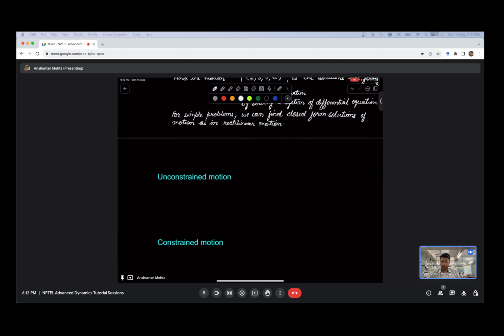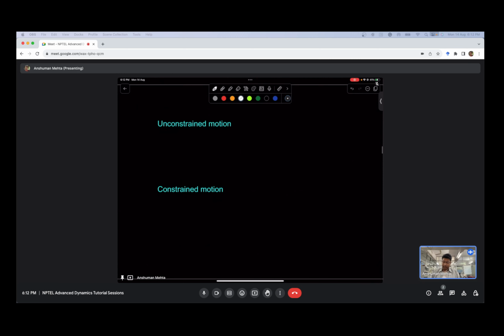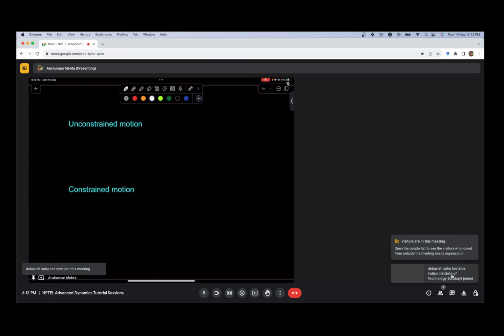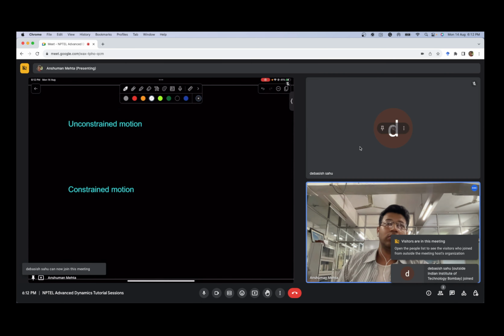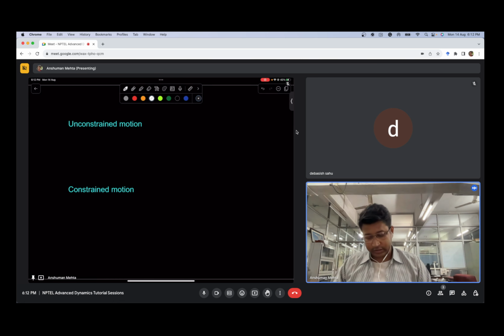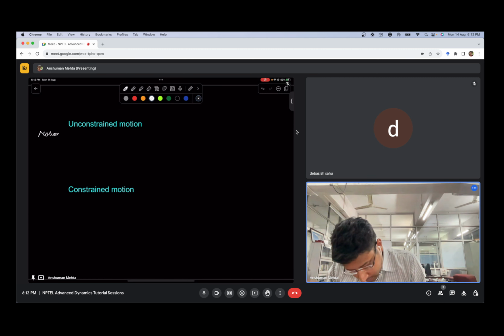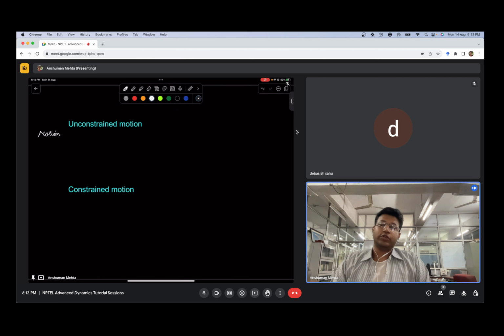Now there are two kinds of motion: unconstrained motion and constrained motion. In the first, the motion of the particle is determined by its initial motion and forces from external sources.